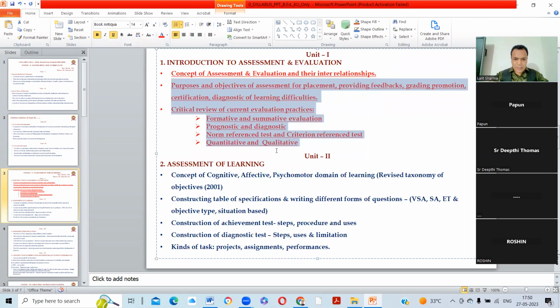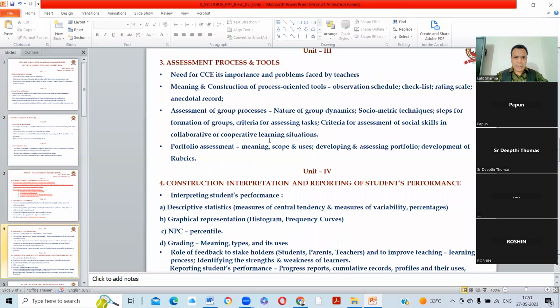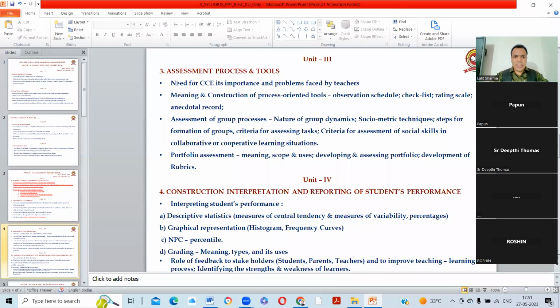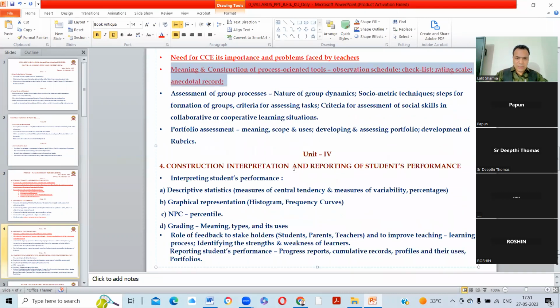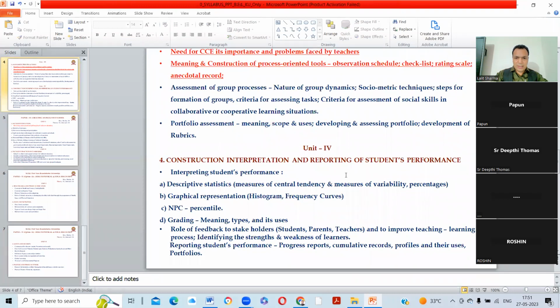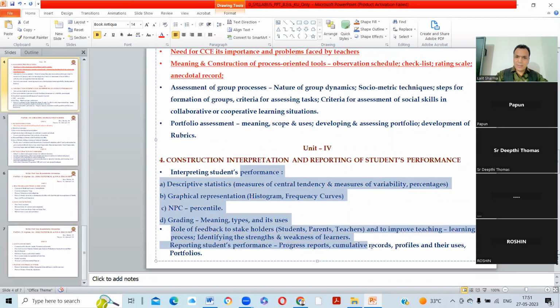उसके बाद आपका आ गया ये काइंड्स ऑफ ए टास्क, प्रोजेक्ट, असाइनमेंट्स, ये चीजें भी हैं, ये भी हमारा कवर अप हो जाएगा. एंड देन नेक्स्ट ये देखो यूनिट थर्ड में, need of CCE and its importance, continuous and comprehensive evaluation. So this one भी हो जाएगा. Meaning and constructions of, ये सारे के सारे ऑब्जर्वेशन, schedule, checklist, rating scales, anecdotal record, ये सारे tools हैं, tools of assessment and evaluations हैं, right? तो मोटा मोटा तो ये हमारा कवर अप हो जाएगा, राइट? तो यूनिट 4 जो है, इट इज अ पार्ट ऑफ ए स्टैट. ये आपको नेक्स्ट लेक्चर में मैं आपको करवा दूंगा सारा ही, ठीक है गाइस?